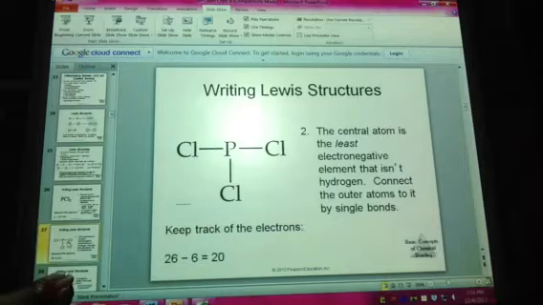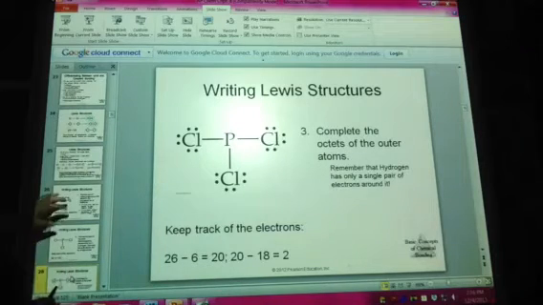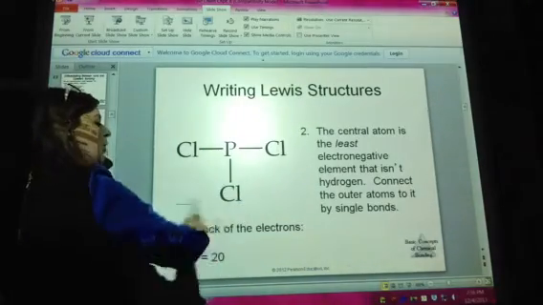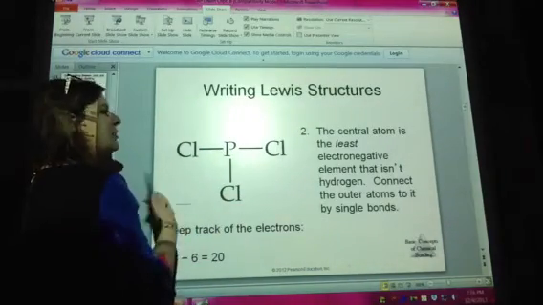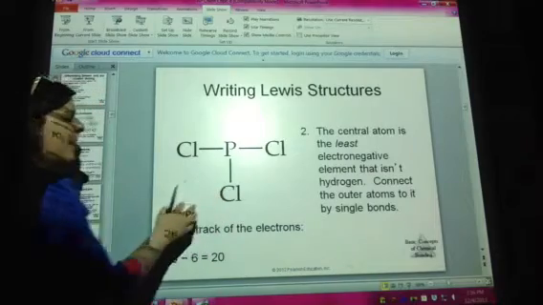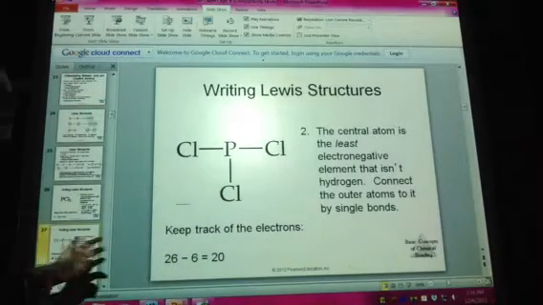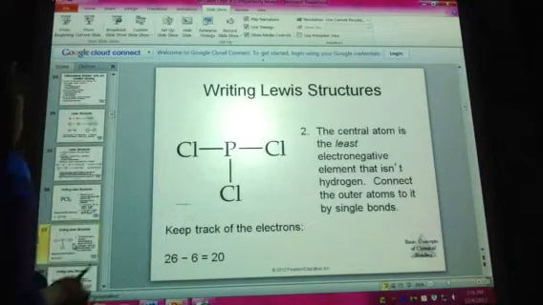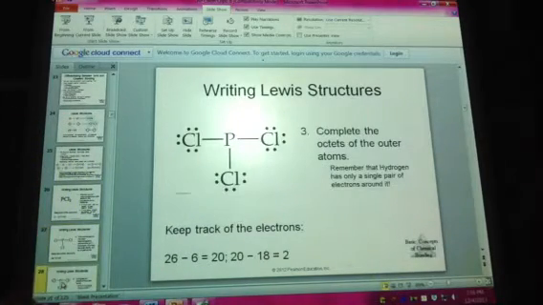Well, we'll get to that in a minute. Okay, next step. So we found valence electrons, we found our central atom. Guys, this is called a skeletal model or a skeletal structure of the compound because we don't have any electrons on there yet. So this is just the skeletal structure for PCl3.